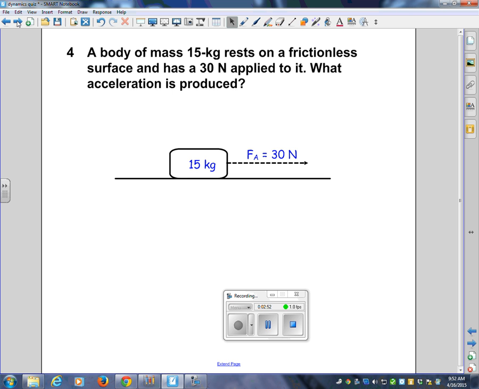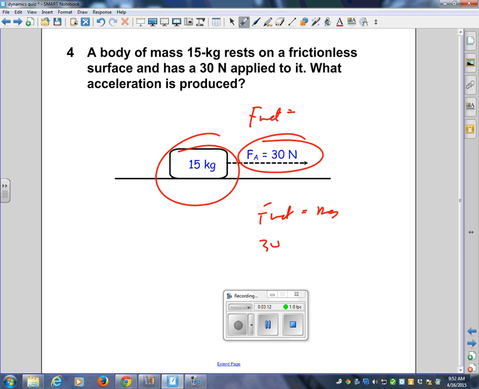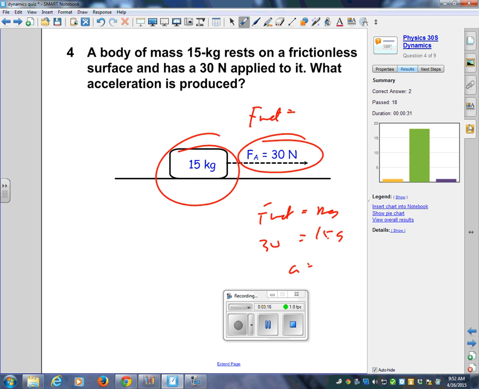A body of mass 15 kilograms rests on a frictionless surface and has 30 newtons applied to it. What acceleration is applied? Is there friction? No. What's my net force? 30. What's my mass? 15. F net equals MA. 30 is equal to 15A. What's the acceleration going to be? 2. F net is equal to MA. 30 divided by 15. Yay, lots of people got it right. A equals 2.